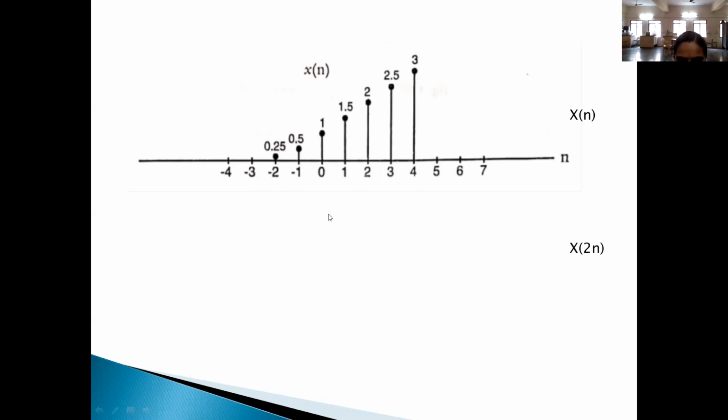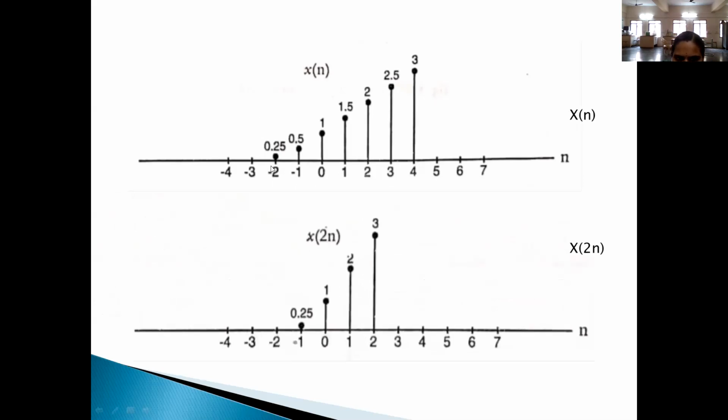What samples are going to be taken? Observe here. -2/2 is -1. What is the amplitude of this? 0.25. That remains here. At -1/2, which is -0.5, this value is lost here. Next, 0/2 is 0, an integer value, so it remains as it is. Next, 1/2 is half, which is discarded. And then 2/2 is 1. The sample at position 2 changes to position 1 with the amplitude of 2. It comes here.